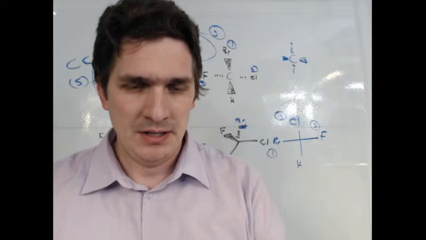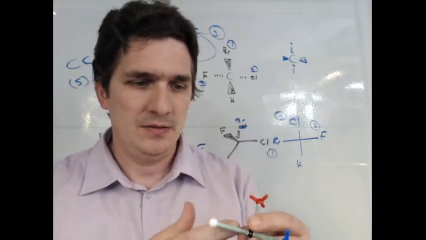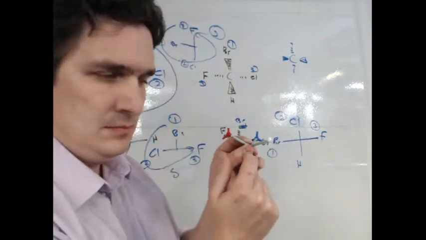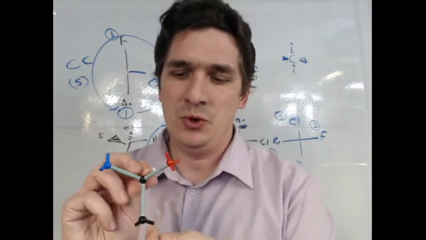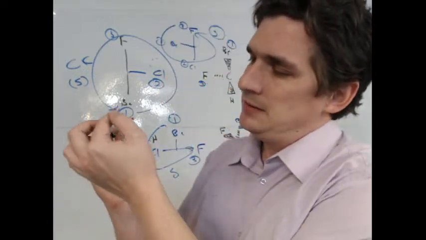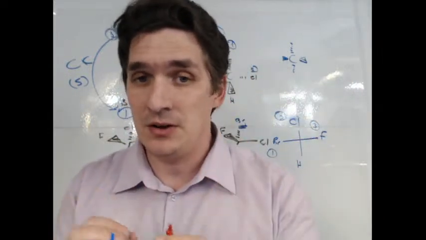So in terms of the third one, we've got fluorine coming up, bromine going down, chlorine going back. We've got the hydrogen. So now we look at it, we get bromine, chlorine, fluorine. This is clockwise, so the third one is actually R.